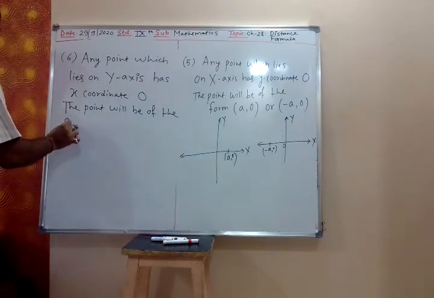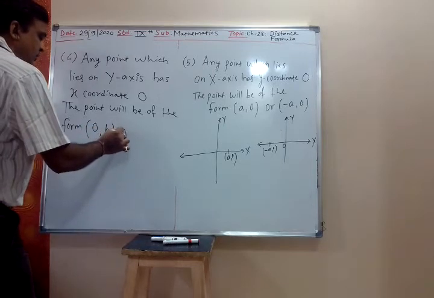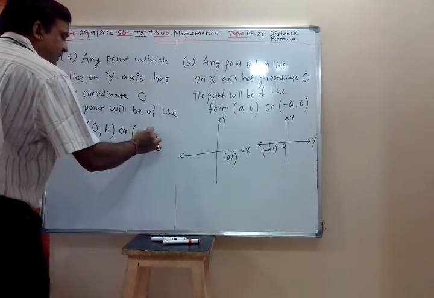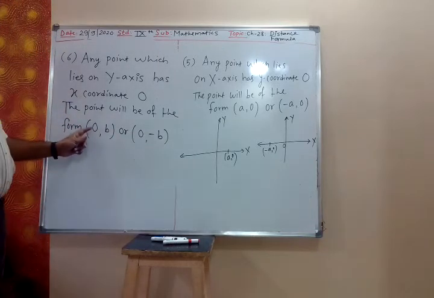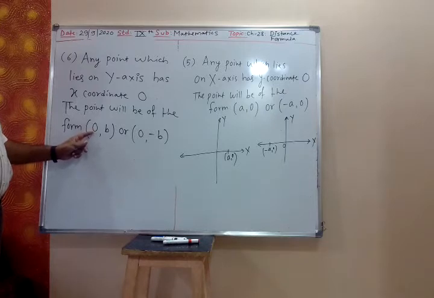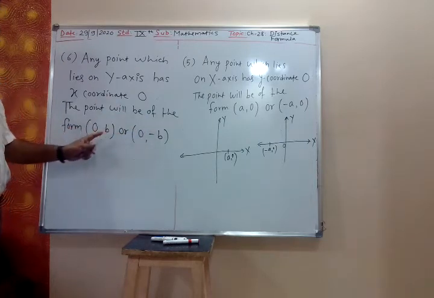The point will be of the form 0 comma b or 0 comma minus b. Now in both the points, the x coordinate or first coordinate is 0, so it is a point on the y-axis.